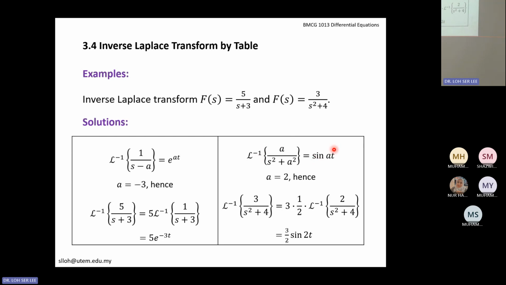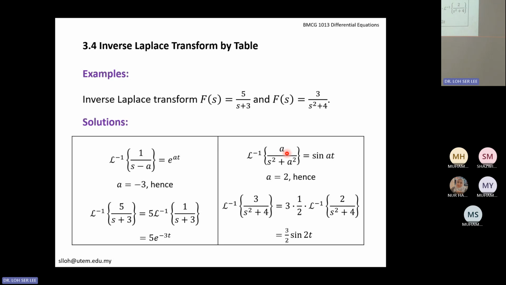So first we identify the formula that we are going to use. Then you compare this one to this. Always start from the bottom. Identify your A. What should be your A? A squared is 4, so your A is 2. That means we need a 2 at the top.